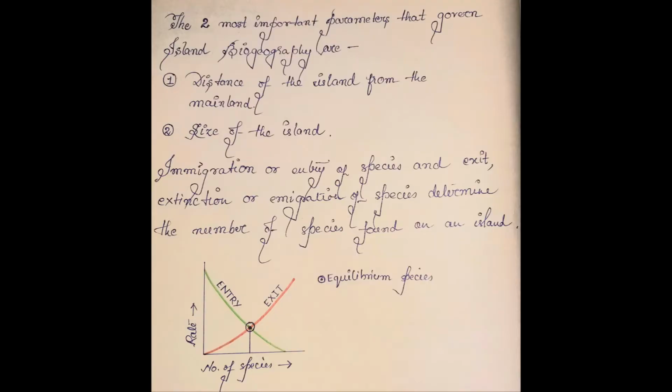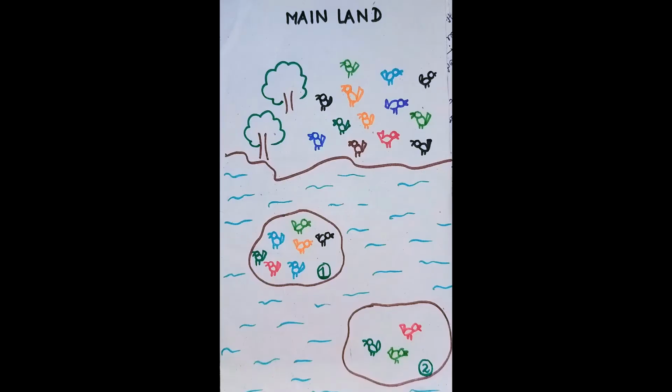and we will understand how immigration or entry, and emigration or exit or extinction of species, affect the island, or more precisely, affect the population of the island. The balance between immigration and extinction of species gives us the equilibrium species number. The mainland is the source of species. A large island close by can also serve as a source of species.